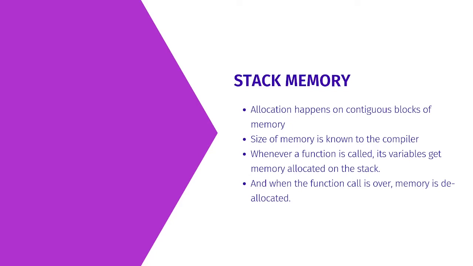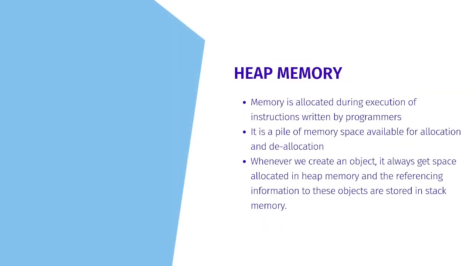So now that stack memory is clear, let's move on to talk about heap memory. Memory is allocated during execution of instructions written by programmers. This is called heap because it is a pile of memory space available for allocation and deallocation. Whenever we create an object, it always gets space allocated in heap memory, and the referencing information to these objects are stored in stack memory. Now, what does that mean? Let us look at this in detail with an example.